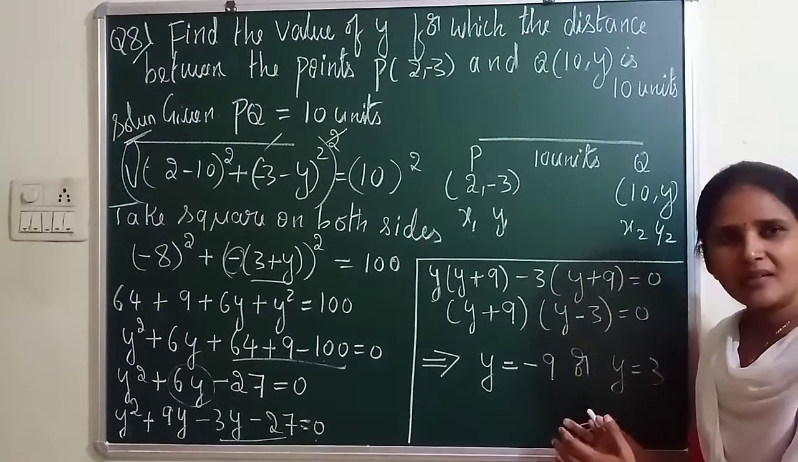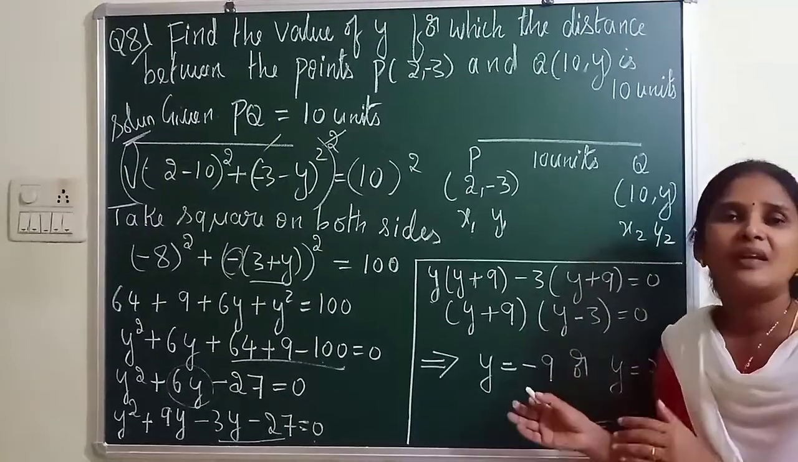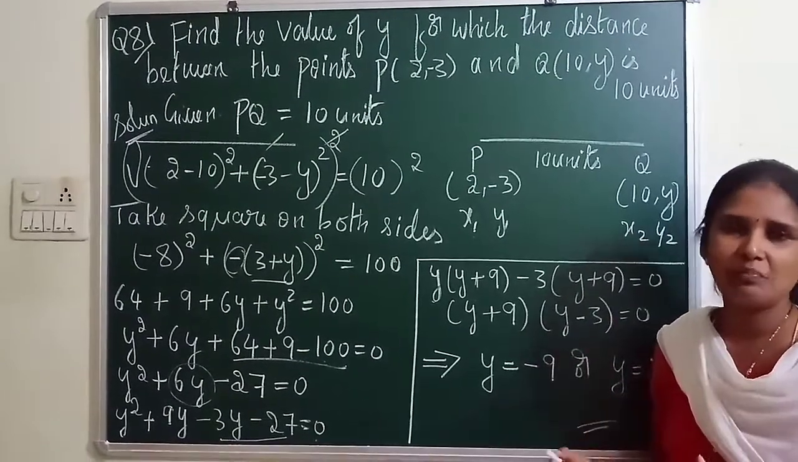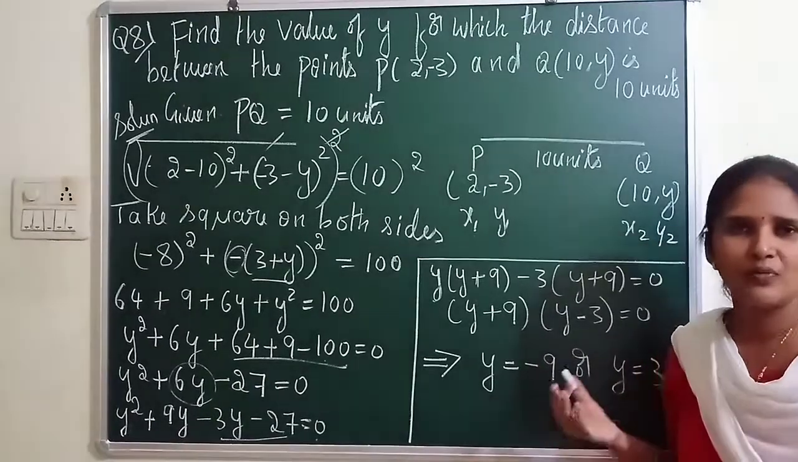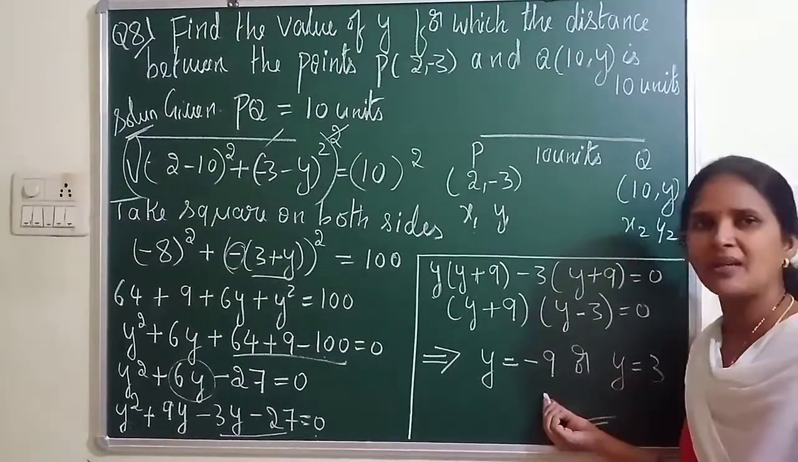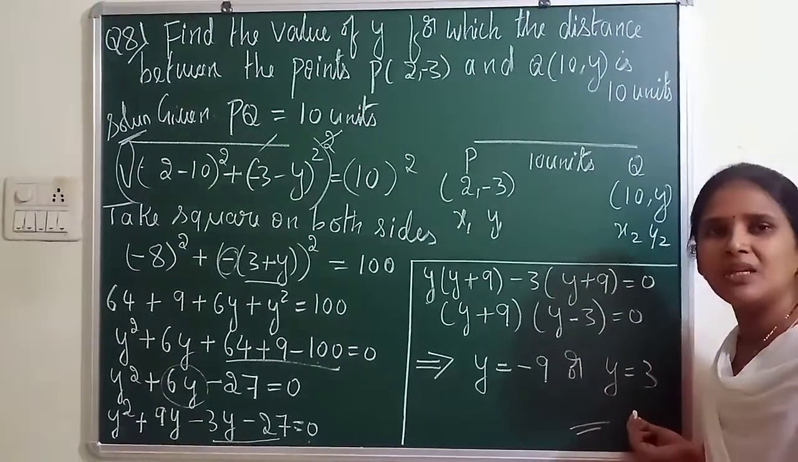Are both answers correct? Yes. Why? Because we are in the Cartesian plane. Because in Cartesian planes, both positive and negative values will be there. So y can be minus 9 or y also can be 3.